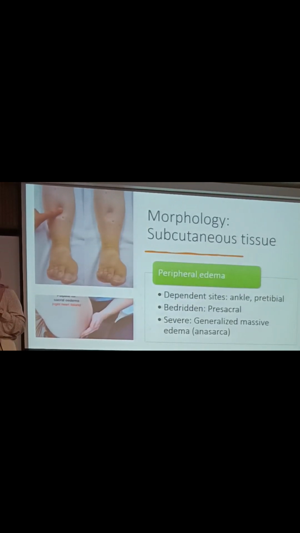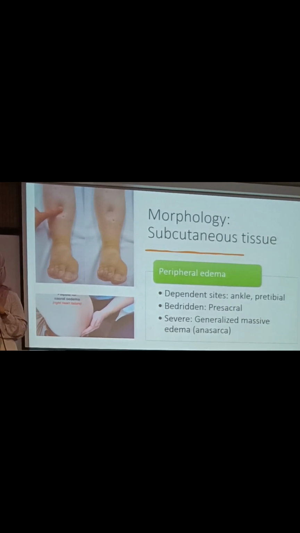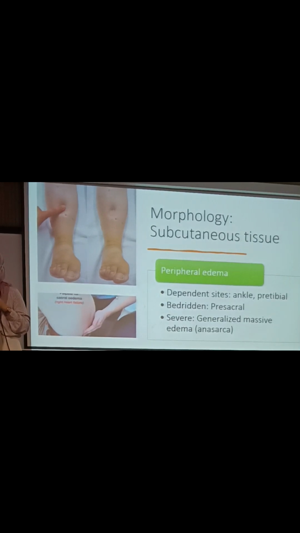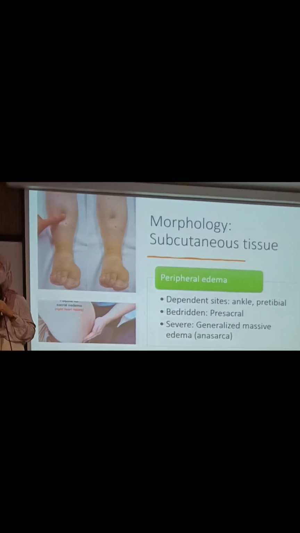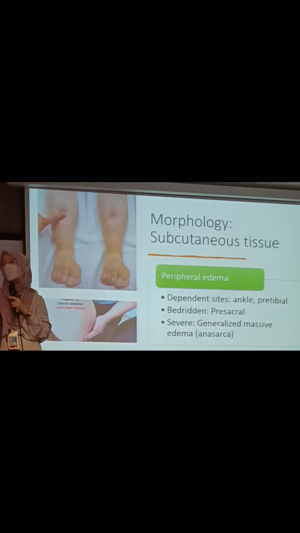So in the subcutaneous tissue, there will be accumulations of fluids. You will get pitting edema or dependent edema. Dependent means dependent by gravity. Whatever sits at the bottom will become edematous. So in bedridden patients, you will get presacral edema. Okay. So in very severe cases, you can also get massive edema, which we call anasarca.